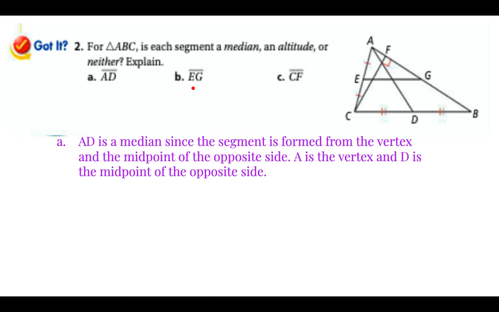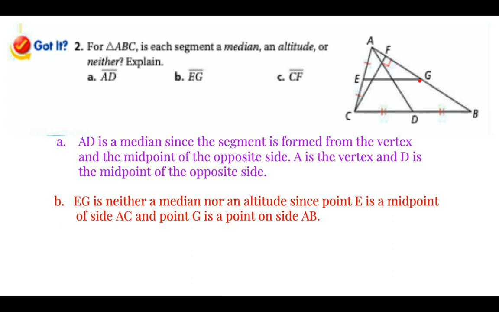What about EG? So this is EG. EG is neither a median nor an altitude since point E is the midpoint of one side, AC, but G is also a point on the opposite side, AB. So it's neither a median nor an altitude.